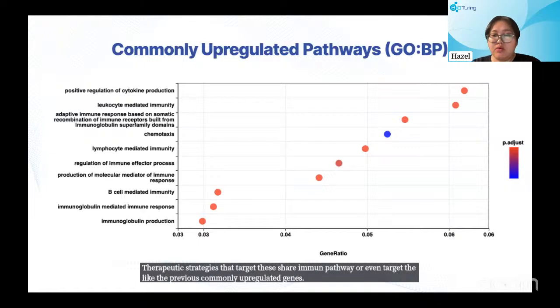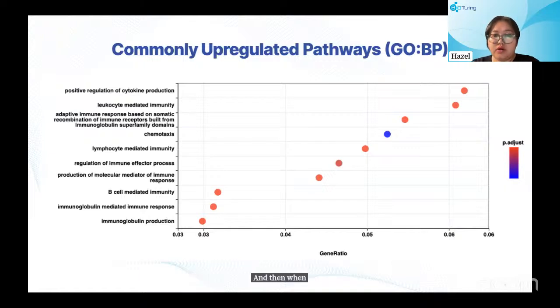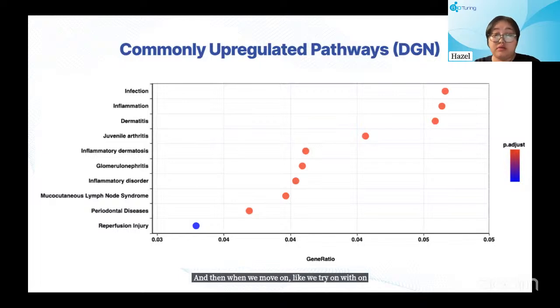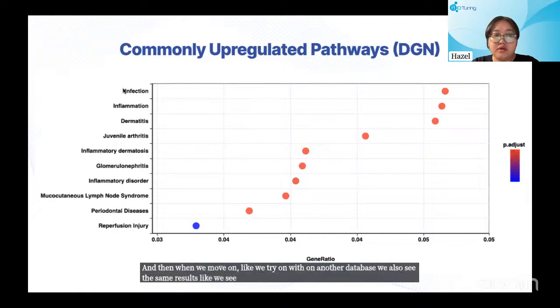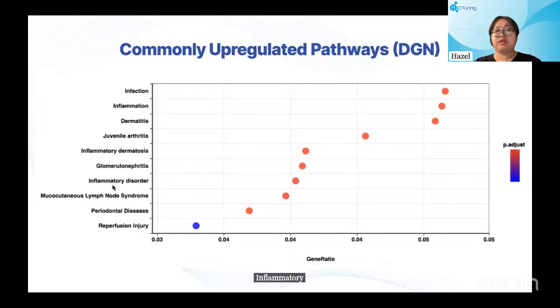And then when we move on, we try another database, and we also see the same result in the DGN database. Most of the time we see really high upregulation of inflammation and infection, and we also see upregulation of inflammatory dermatosis and inflammatory disorder. So again, this adds more layers to our result.